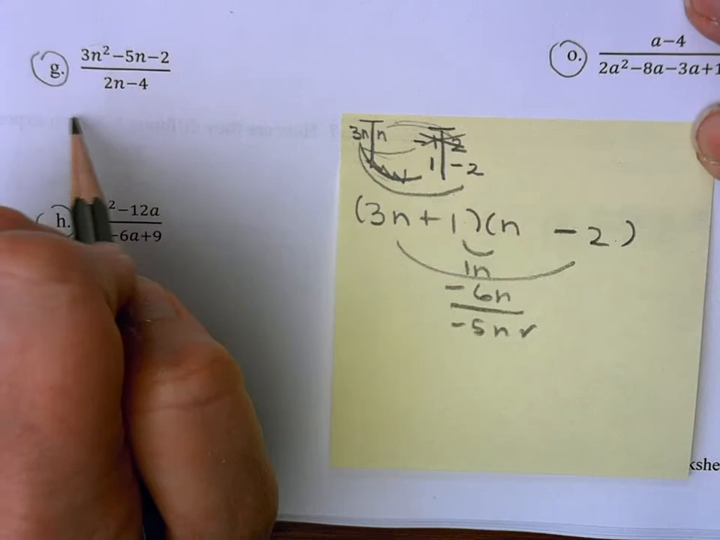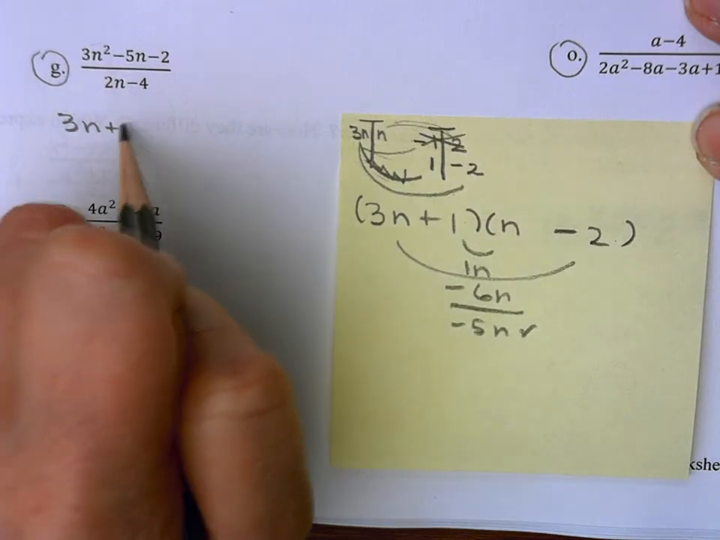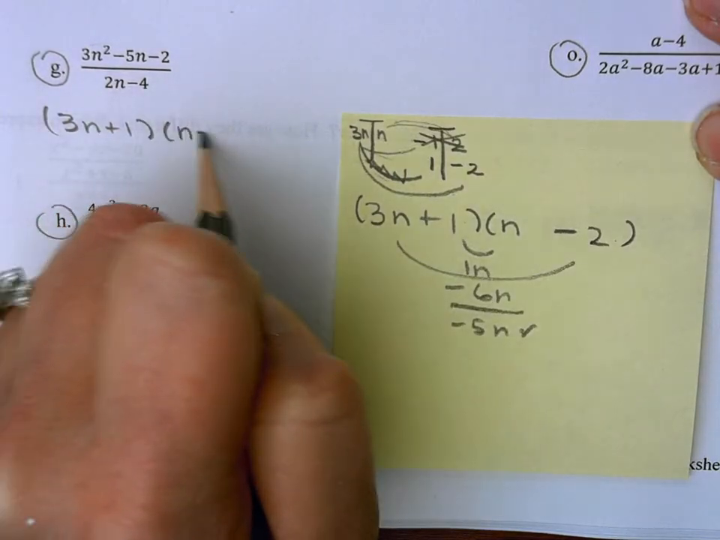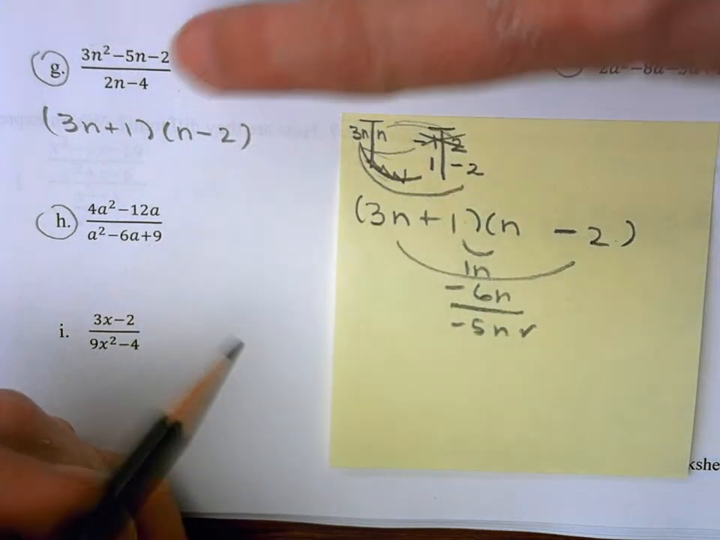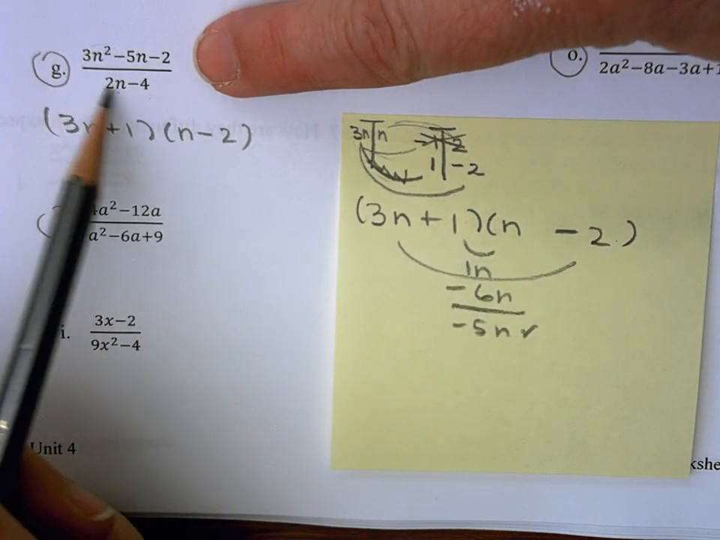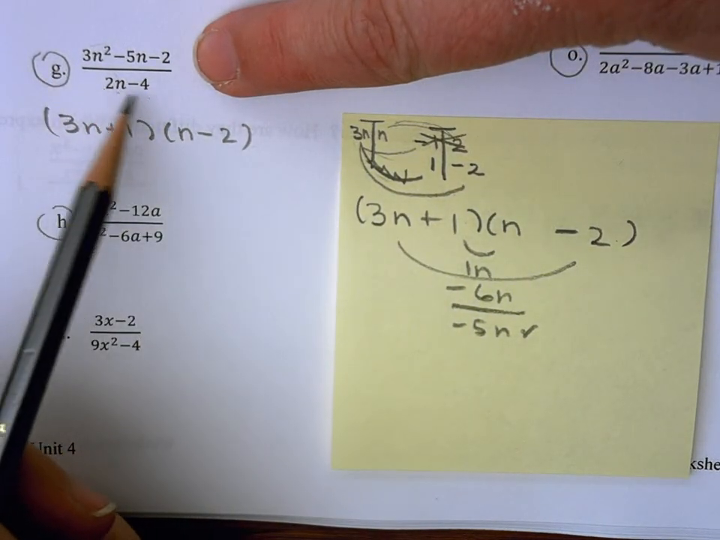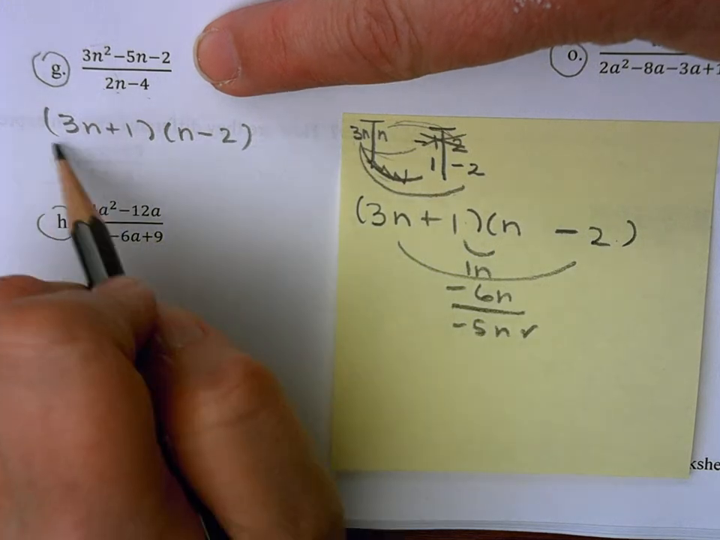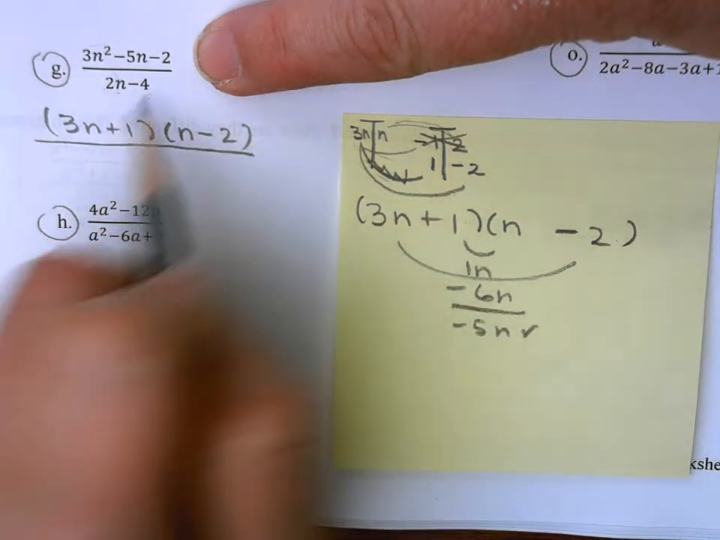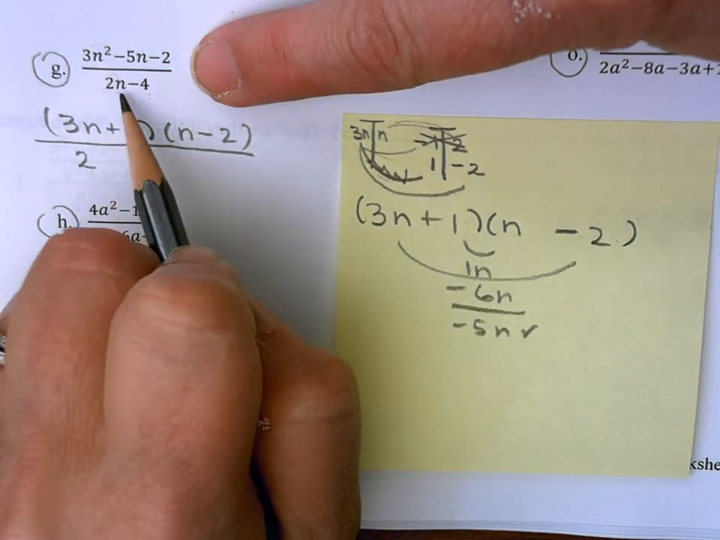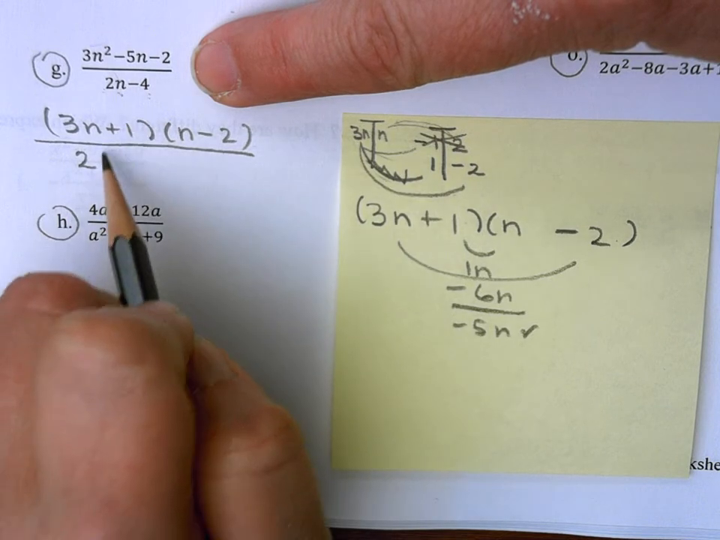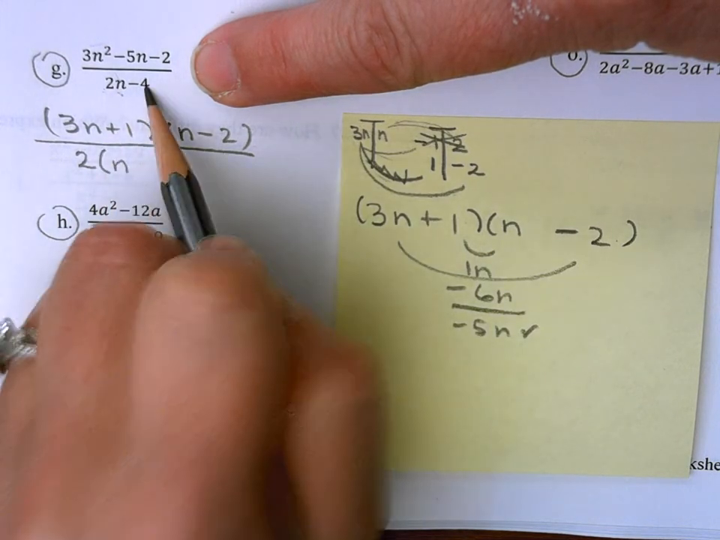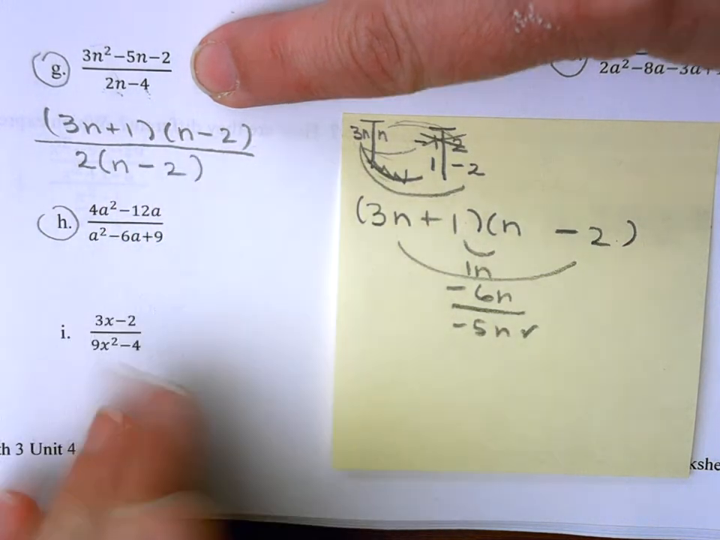So the numerator factors to 3n plus 1 and n minus 2. And then for the denominator, I have 2 terms and no squared, so I have to have at least a GCF. I can divide a 2 out of both of those. When I divide 2n by 2, that gives me 1n, and negative 4 divided by 2 is negative 2.